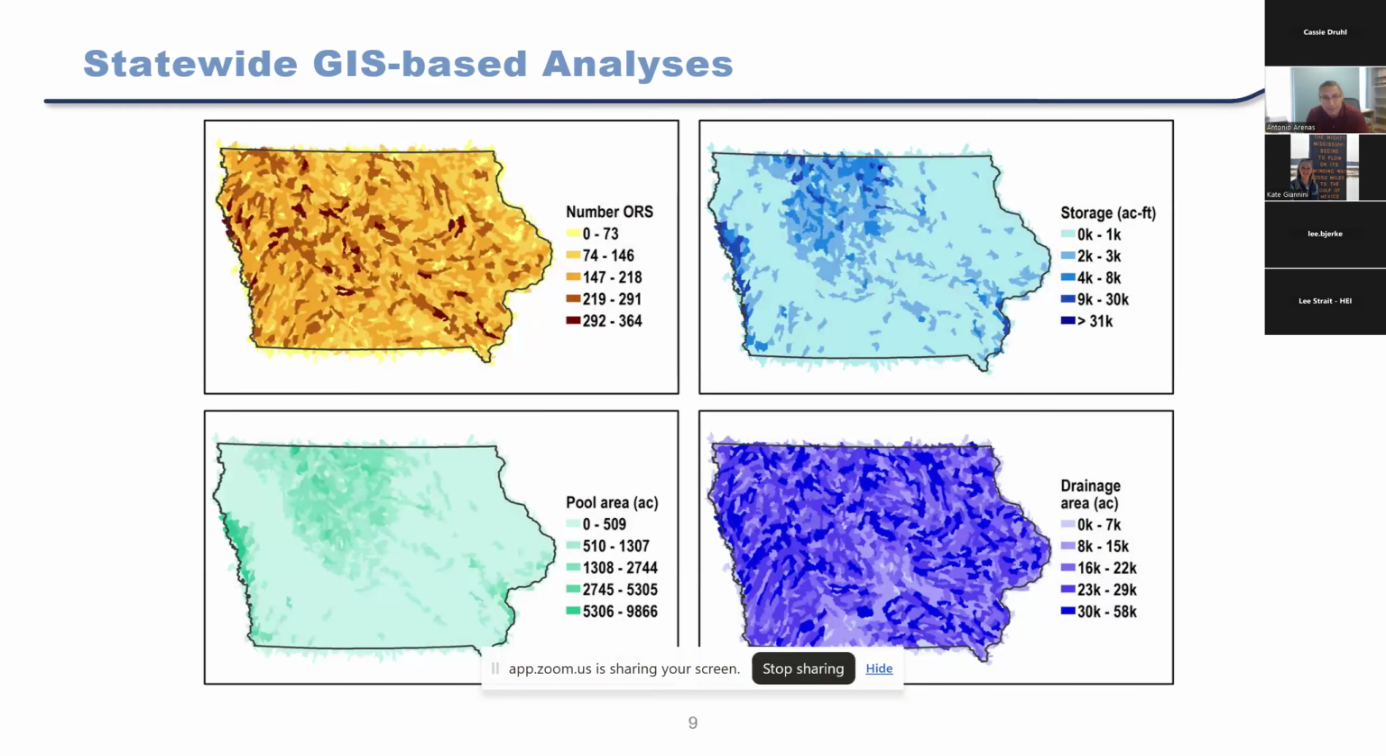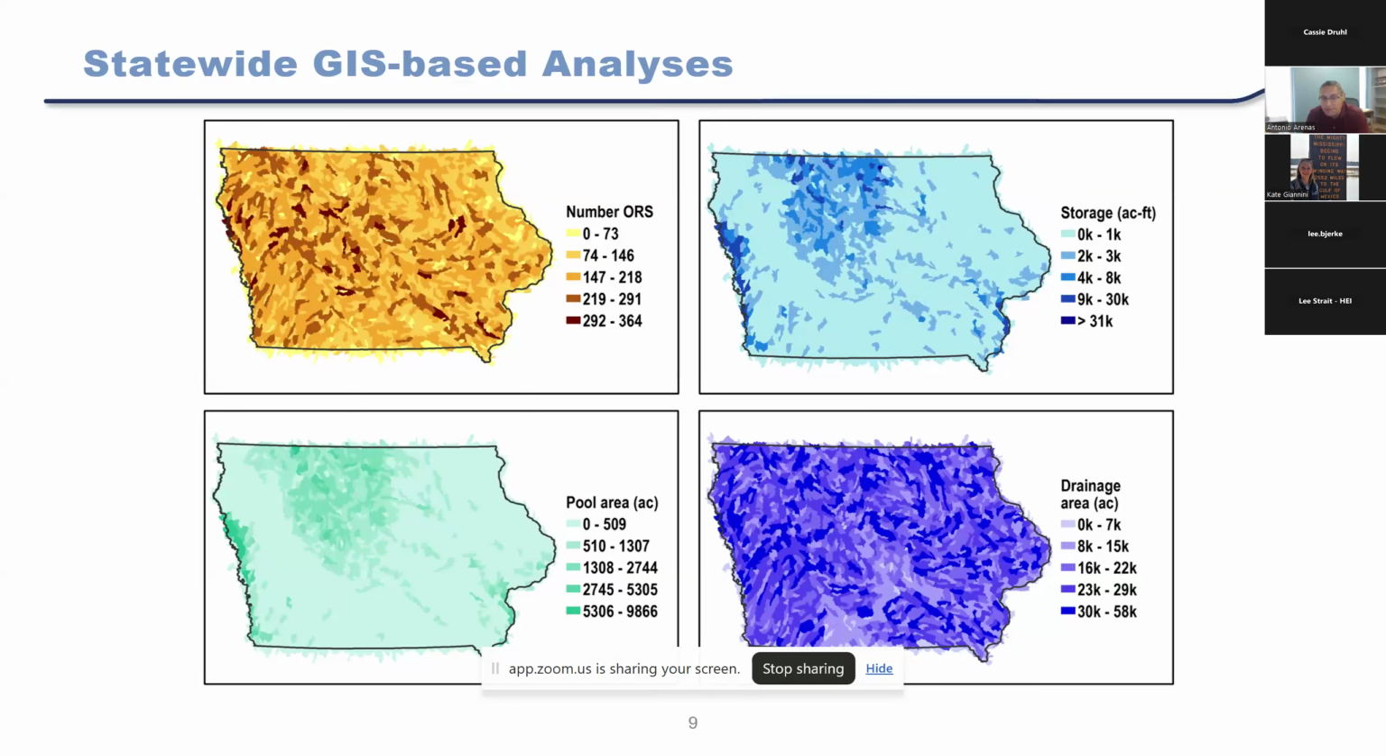And here I have a summary of the results, presenting information about the number of on-road structures that were identified by the GIS analysis, the amount of water, the volume in acre-feet, that was calculated using the LiDAR data, how large the pools were, in the lower left panel, and also the area that drains to the particular identified culvert or on-road structure.